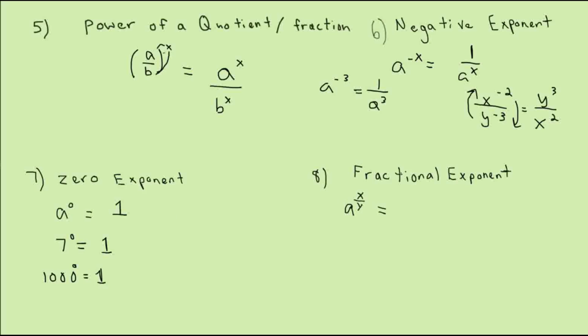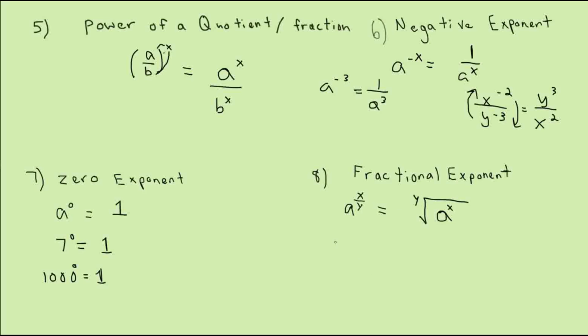Now let's go on to fractional exponents. Now in fractional exponents, our number on the numerator is going to be the power on top of our base. Now we have radical, whatever is on the bottom, so y. That's going to be our radical.